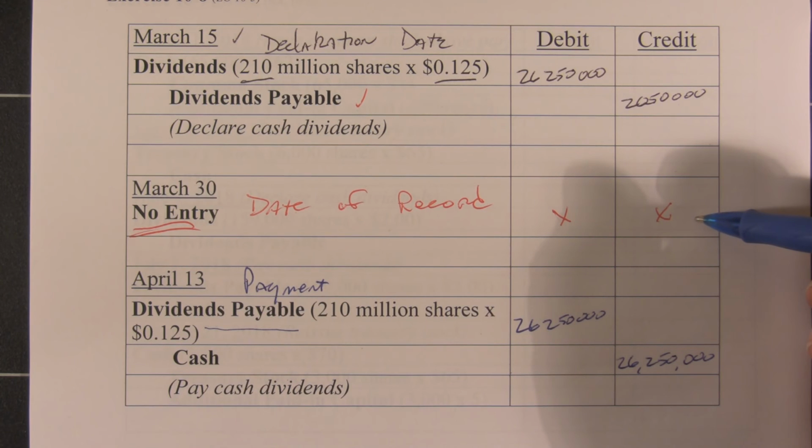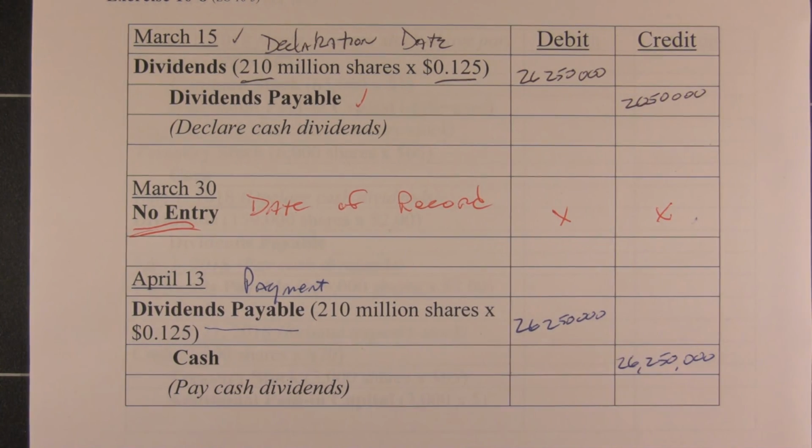So you need to know the declaration date, journal entry recognizing an immediate dividend payable, it's a current liability. March 30th in this case is the date of record. That's when the shareholders have the opportunity to let the company know who they are and where they are so they receive their dividend check. And then on the 13th, that's the payment date, and we actually send the money out on that day.